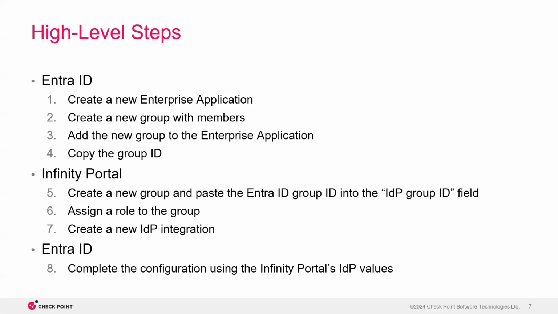Next, we add that group itself to the enterprise application so that it's a candidate for use when we are authenticating the user. Entra groups have a very specific group ID. It's a lengthy alphanumeric string similar to a GUID or a UUID. We provide that specific string within the Infinity portal when we create a new group, and we use that group ID inside of a field called the IDP group ID, which we're going to see up close here in just a moment.